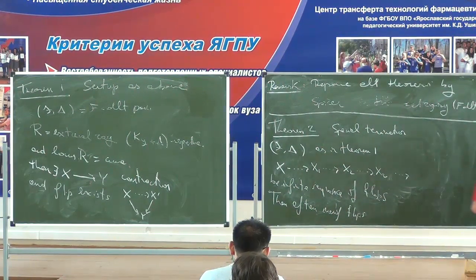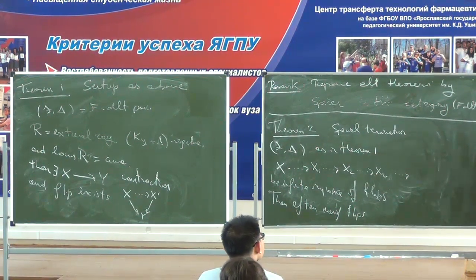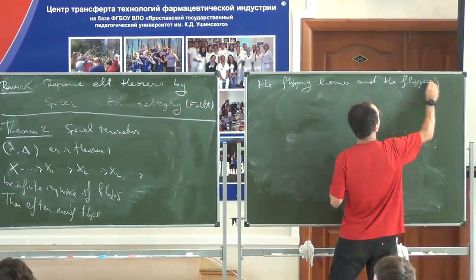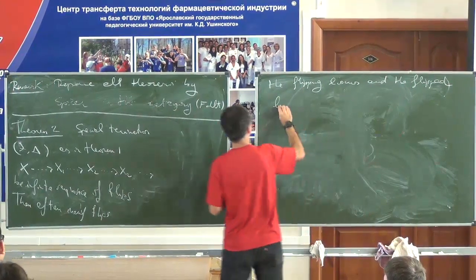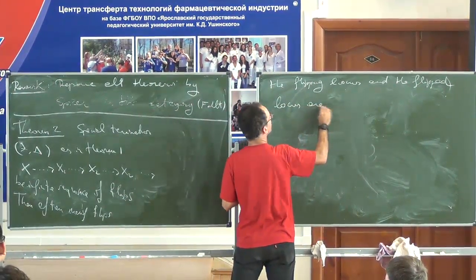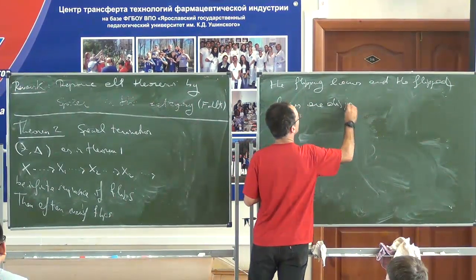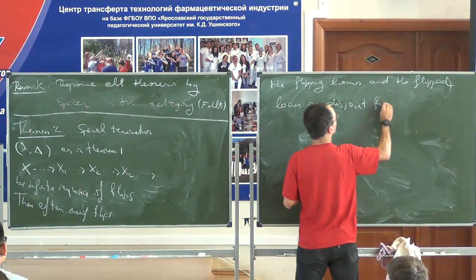I will explain what it means. The flipping locus and the flipped locus are disjoint from any log canonical center.